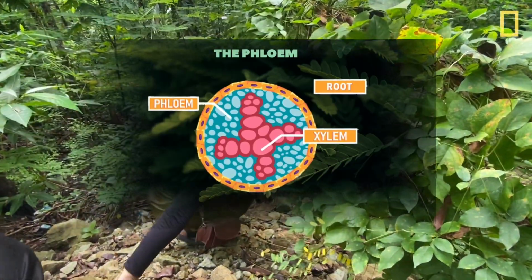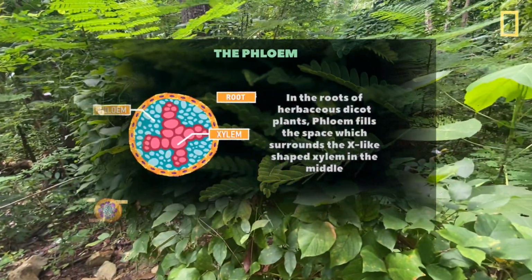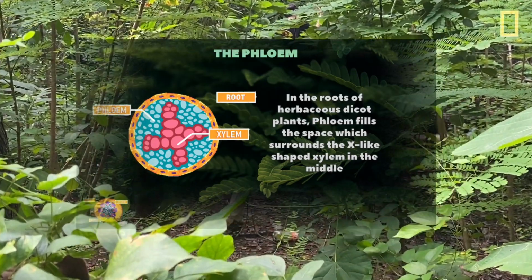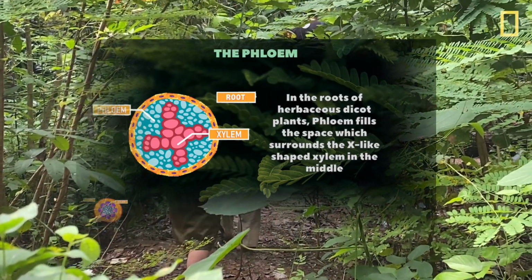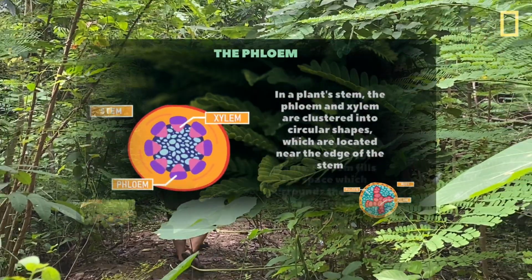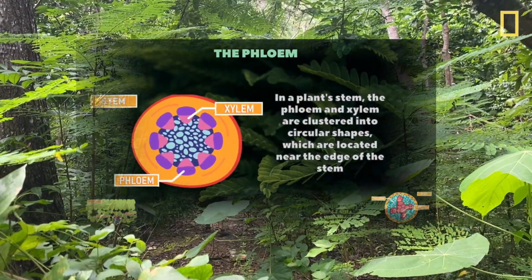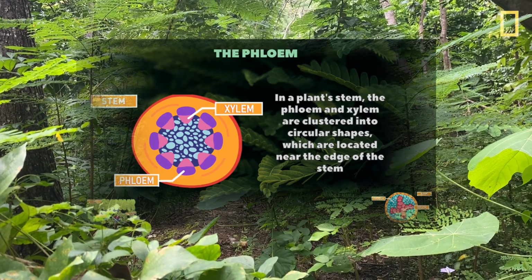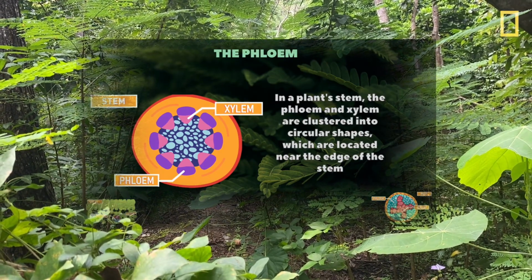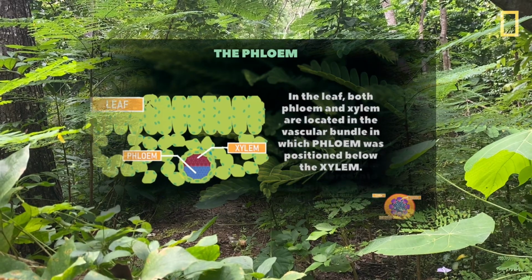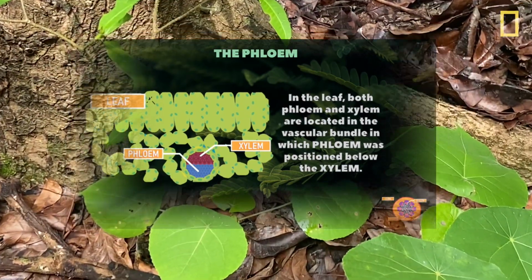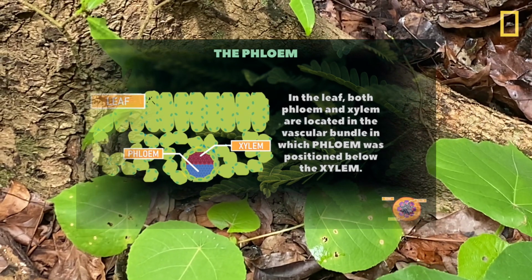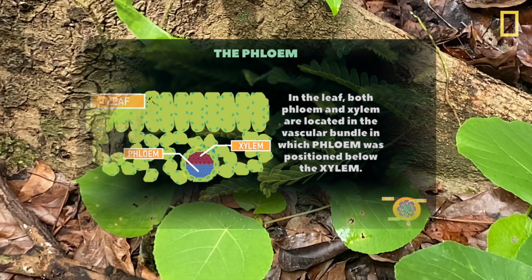You see, in the roots of herbaceous dicot plants, phloem fills the space which surrounds the X-like shaped xylem in the middle. While in the plant stem, the phloem and xylem are clustered into circular shapes, which are located near the edge of the stem. In the leaf, both phloem and xylem are located in the vascular bundle in which the phloem is positioned below the xylem.